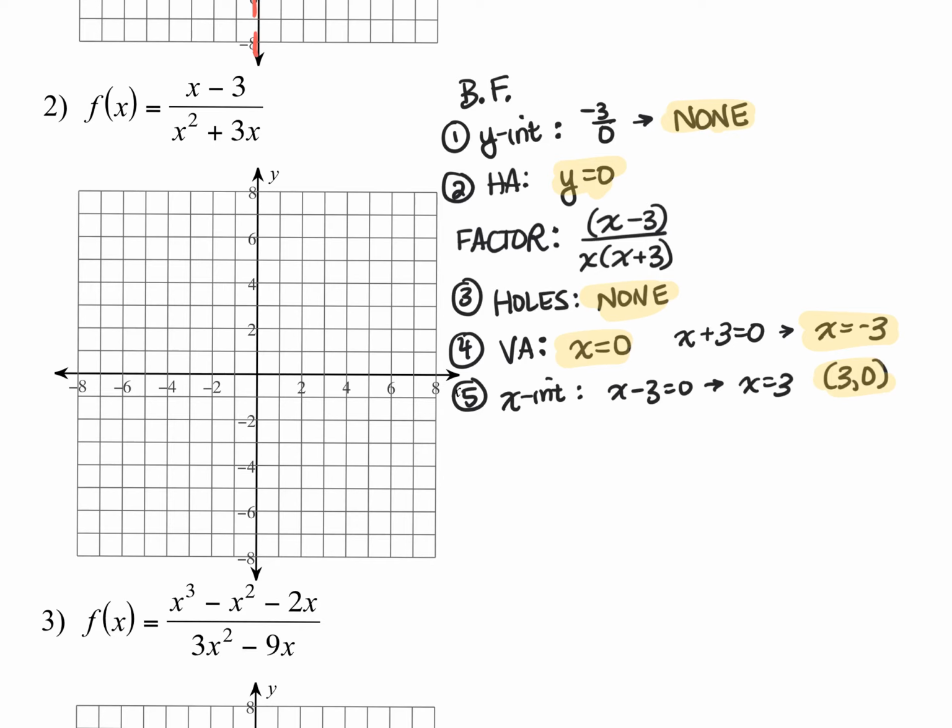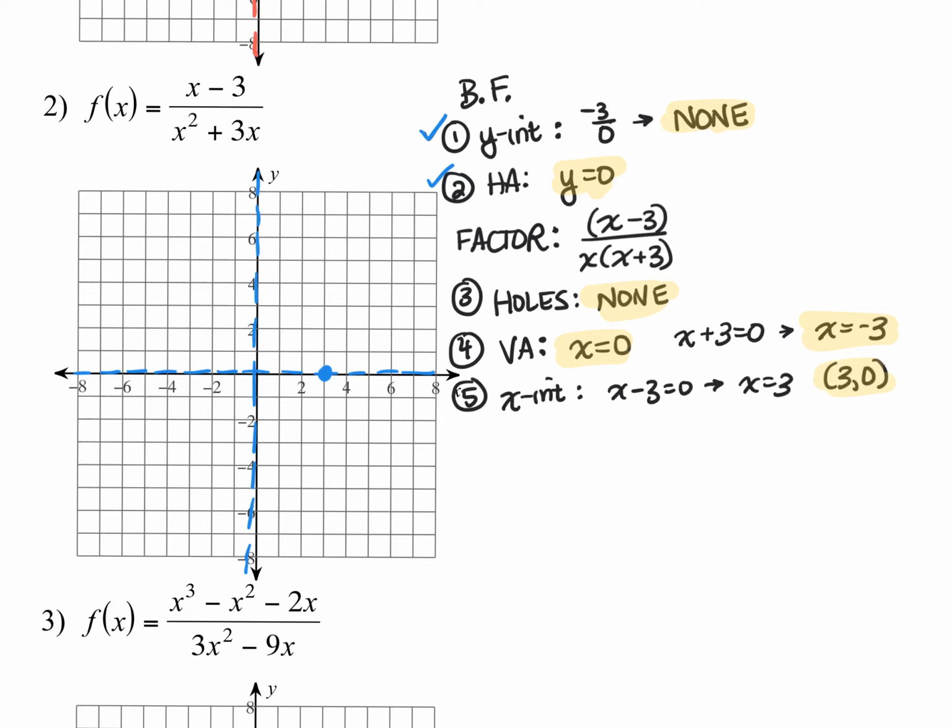So we go right down the list, right? We think about y-intercepts, which there aren't any. We look at the horizontal asymptote at y equals 0, so we draw ourselves a horizontal line through y equals 0. There aren't any holes. We have a vertical asymptote at x equals 0, and then we have an x-intercept at 3, 0. Now, you might be wondering, hey, that's on the horizontal asymptote. It sure is.